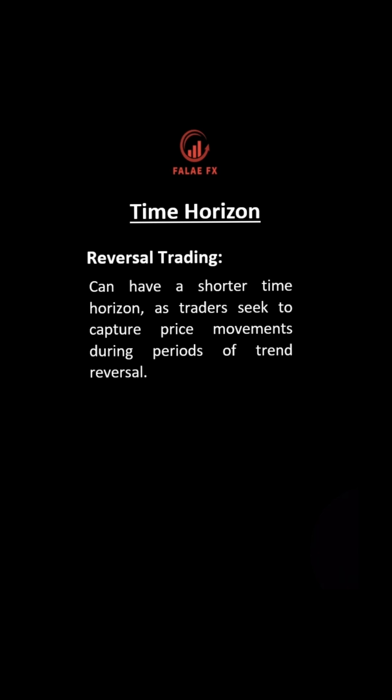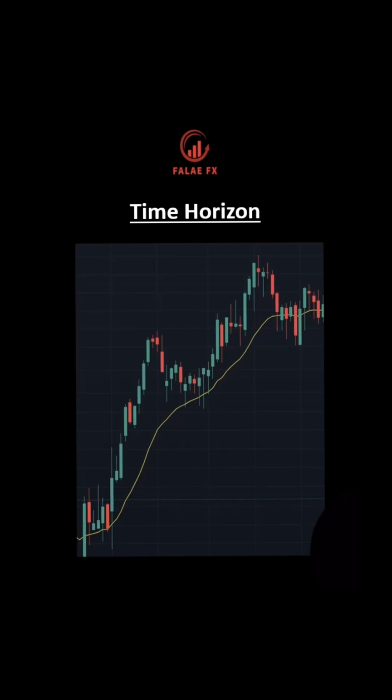As far as reversal trading is concerned, reversal trading can have a shorter time horizon as traders seek to capture price movements during periods of trend reversal. So we can see here price crossed and closed above the moving average. This is a potential reversal. However, this candlestick was rejected and price carried on in the prevailing trend. Sideways movement in candlesticks, reversal, bounced off the moving average, and the trend carries on. So the time horizon for reversal trades, as you can see, are shorter than the trends.